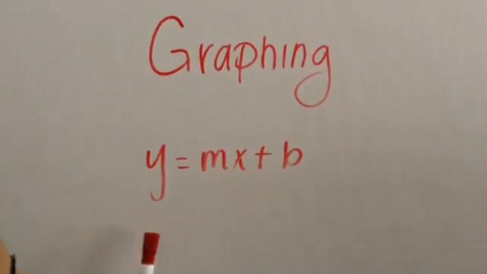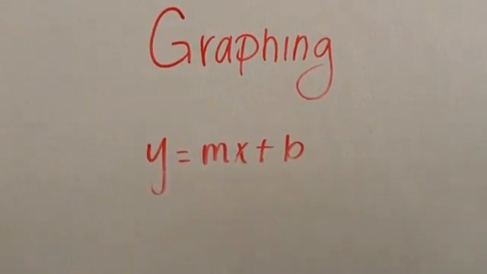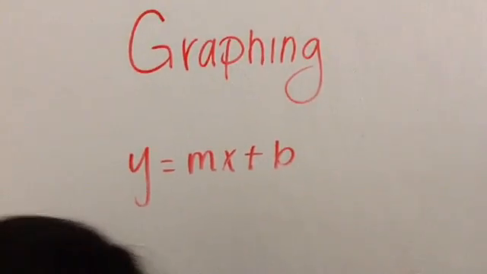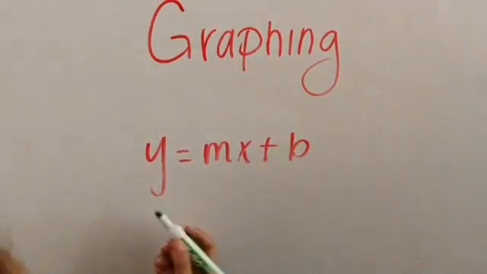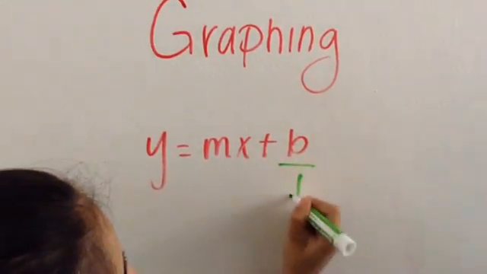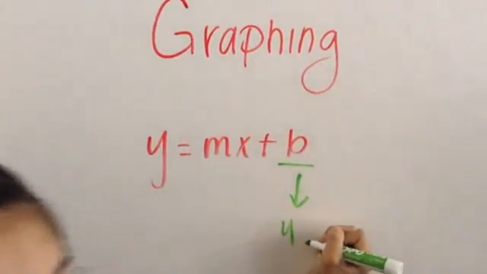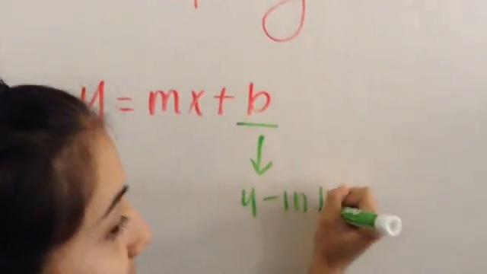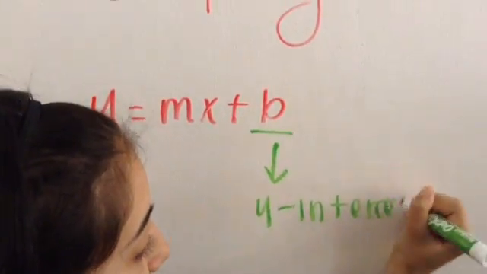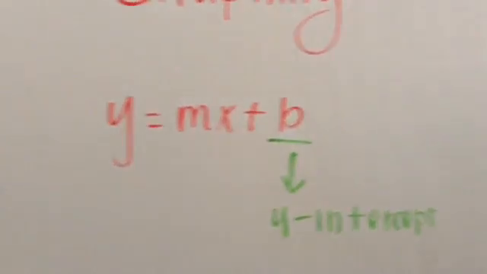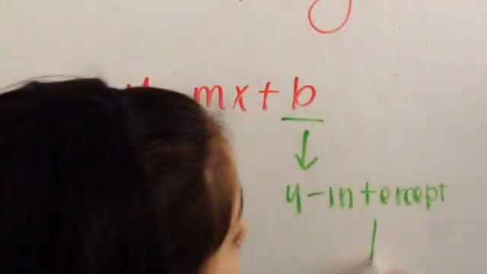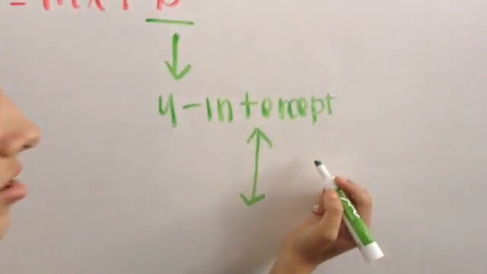We must know the formula. Y equals mx plus b. So, in the formula, b is the y-intercept, right? And this is where, on the graph, y will be on the vertical line.